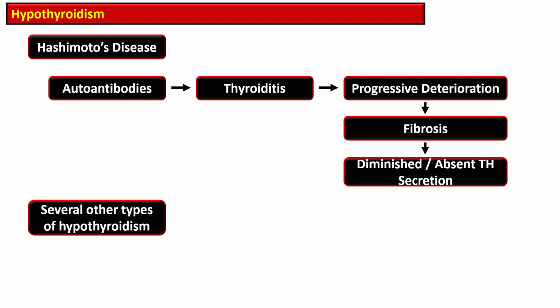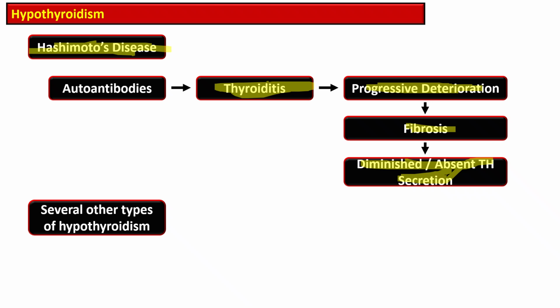Hypothyroidism is the opposite of hyperthyroidism, and the common cause is autoimmune destruction of the thyroid gland. One of the most common causes is Hashimoto thyroiditis. It is an autoimmune disease that targets the thyroid, leading to chronic inflammation of the thyroid gland and resulting in thyroiditis. Then there is progressive deterioration of the thyroid tissue and its function that leads to fibrosis or scarring of the gland, and eventual decrease or absence of the hormone producing tissue. So there will be absence or diminished thyroid hormone secretion.